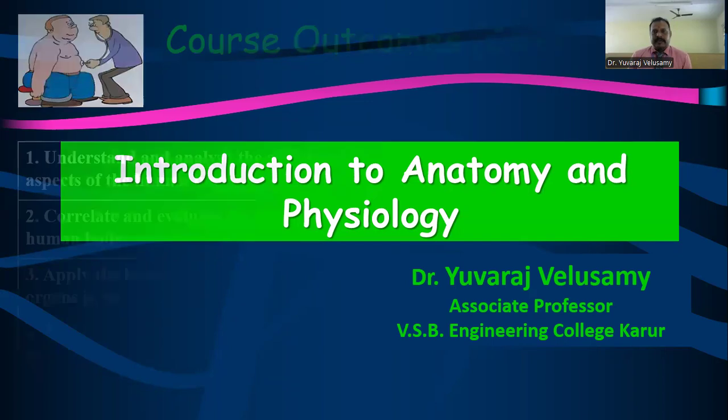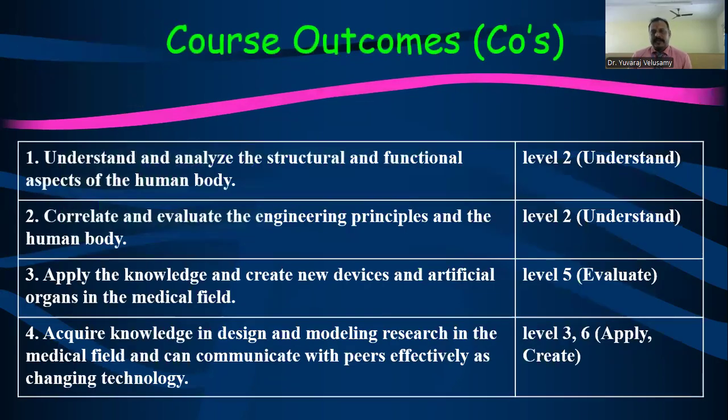Okay. So now, course outcomes. We used to have course outcomes. The purpose of a course outcome is this: once you have completed the course on anatomy and physiology, what will you have? What kind of outcome will you get from the subject? For example, you could understand the structure and functions of the different body systems.